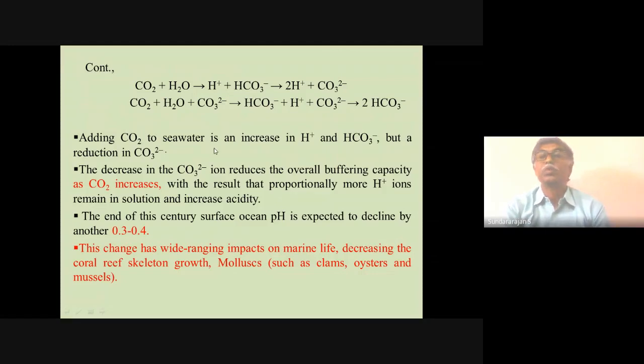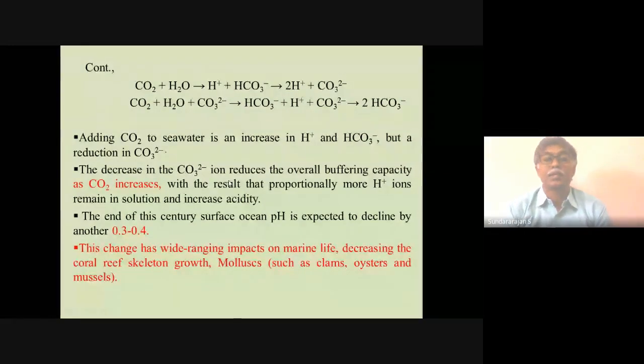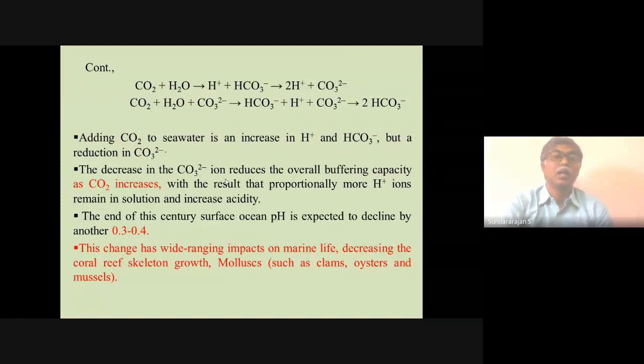Adding CO2 to seawater increases the hydrogen ion concentration. As we know, the logarithmic scale of hydrogen ions is acidity, so this is the pH measurement, particularly, and bicarbonates. But there is a reduction in carbonate ions in the water. The decrease in carbonate ions reduces the overall buffering capacity as CO2 increases, as I said, with the result that proportionally more hydrogen ions remain in the solution and increase the acidity.